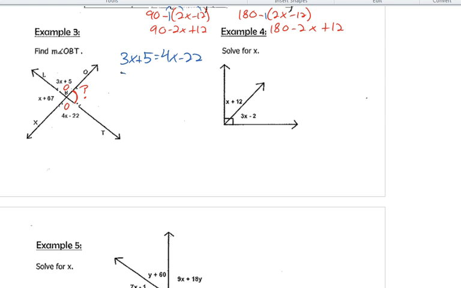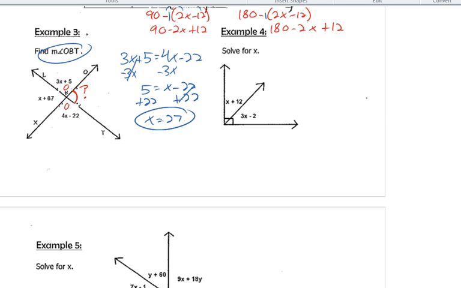Subtract 3x from both sides. Oops, 4 minus 3 is not 4, it'd be 1x. And then add 22, x equals 27. There's x. Now again, we want this though, OBT. Okay, well, we need to find OBT. There's no expression there, so I can't plug it in. Think about what you could do.